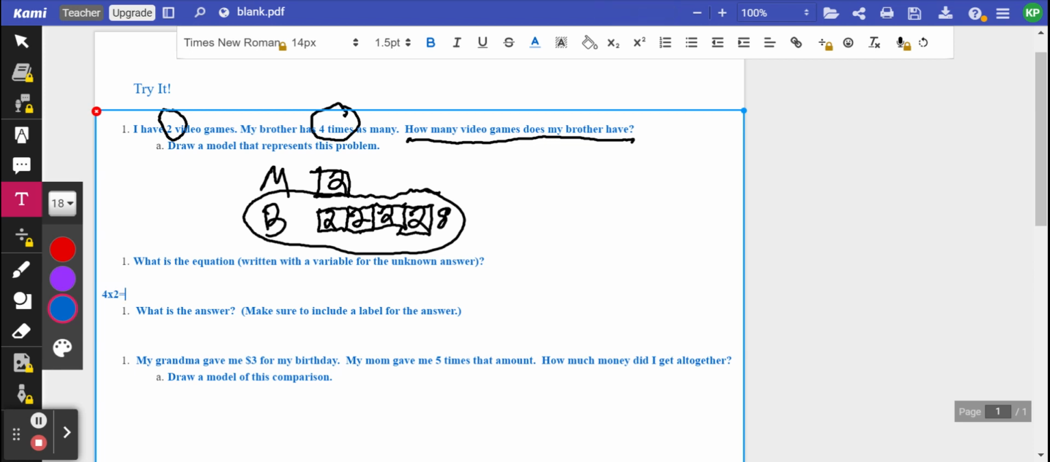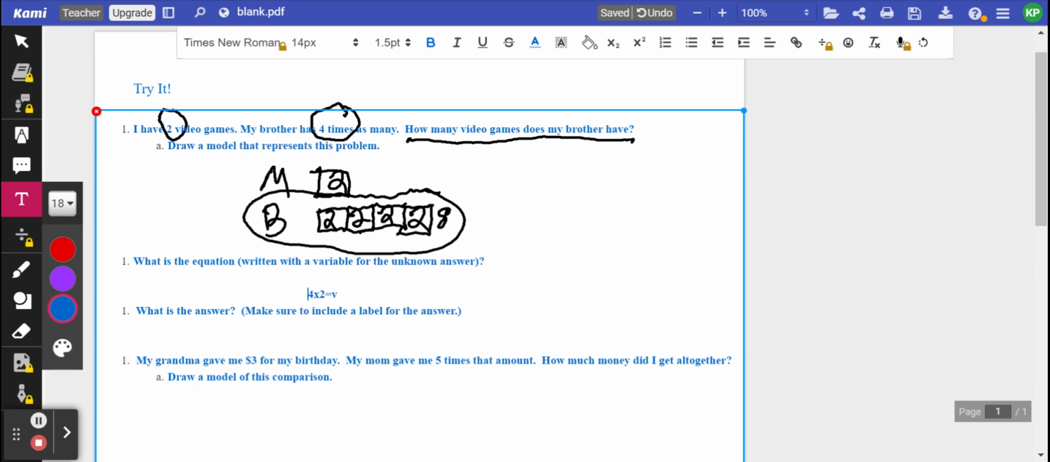So I'm going to do it with a variable right here. What was I looking for? I'm going to use a V for video games. So right here, I wish I could scoot that guy over a little bit. Maybe it doesn't want to let me do that. There we go. So 4 times 2 equals V. So that would be my equation.